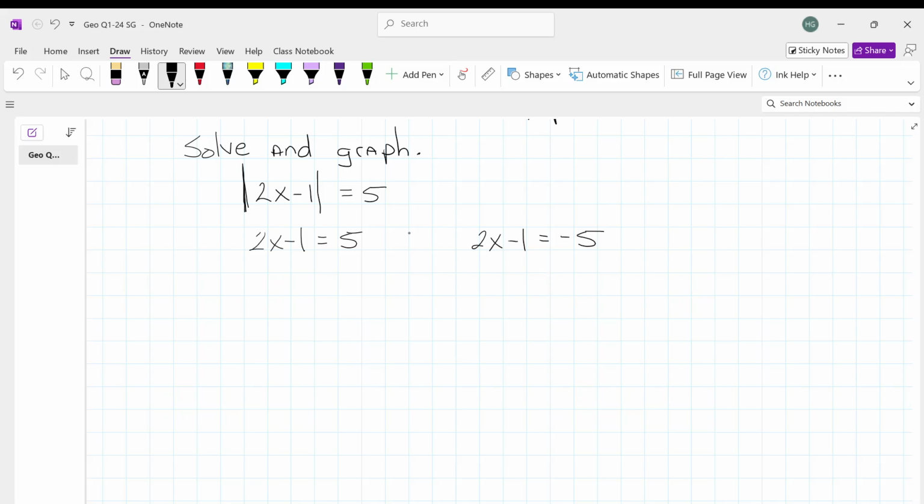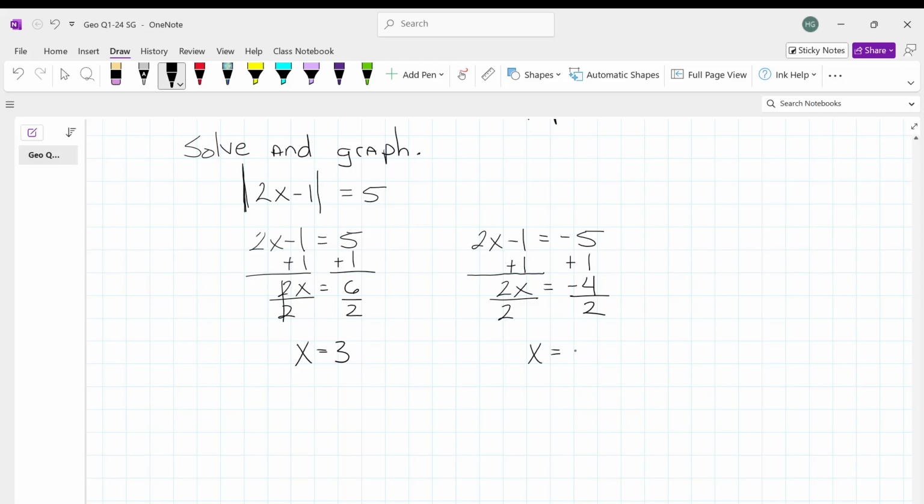Your next step is to solve both equations. So we're going to add 1 to each side on the left. So our 2x is equal to 6. We're going to divide both sides by 2. And x is equal to 3. Then you solve the other equation the same way. Add 1 to each side. Our 2x would be equal to negative 5 plus 1, which is negative 4. Divide both sides by 2. And we get an x that's equal to negative 2.